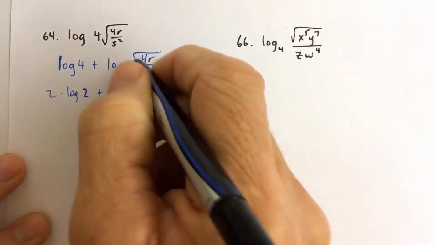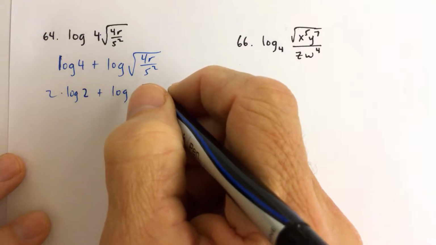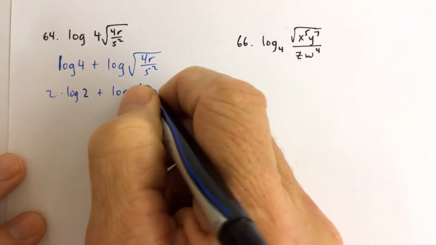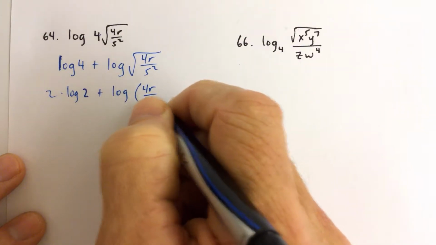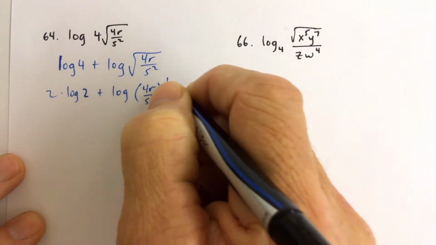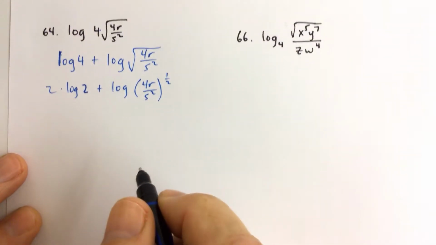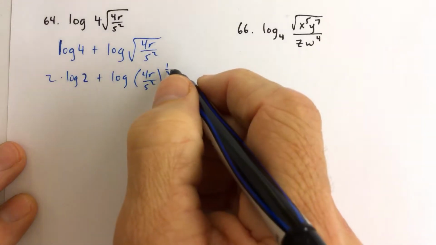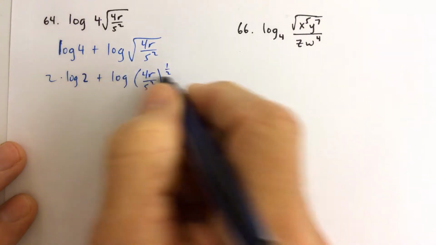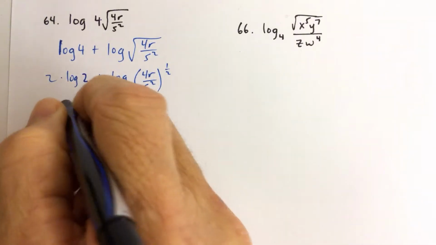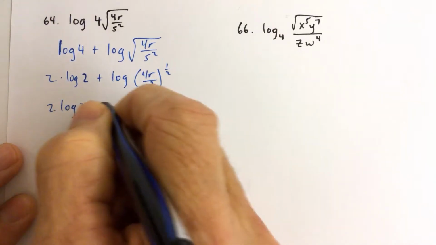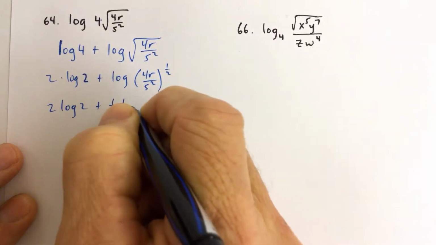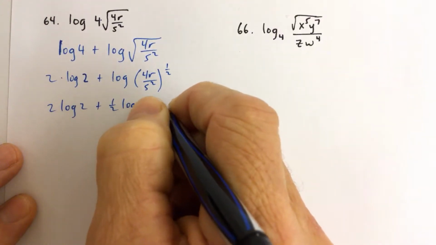But over here, we see we have a lot going on. We have the log of some big mess. So if we want to get rid of the big mess, we've got to rewrite the argument not as a radical, but to the 1/2 power. And the reason why we would do that is so that we can bring the 1/2 out front and then expand what's left. So I'll leave that as 2 log 2 plus, and then 1/2 times this log of the quotient.